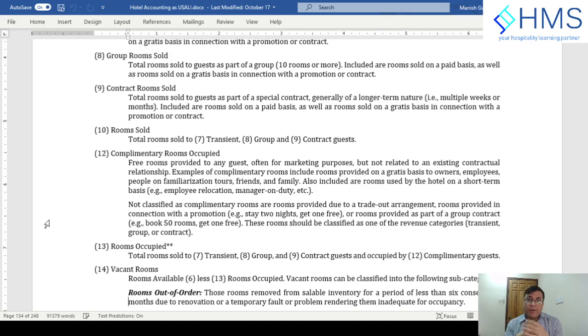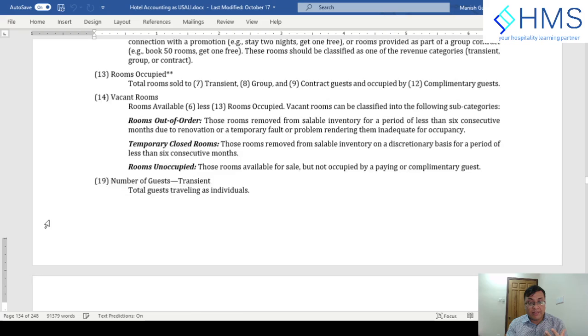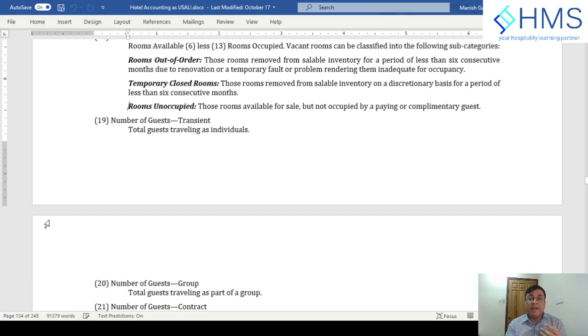Now, the out of order rooms are identified separately so that the management or the owners can understand how many rooms are not able to sell because of short term errors, so that they can fix the maintenance issue, the maintenance process. They can prioritize the repair maintenance expenses, or it may be temporary closed rooms for any purposes, maybe just by the management.